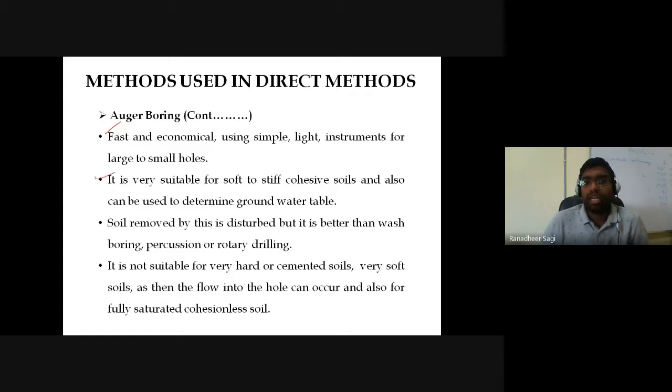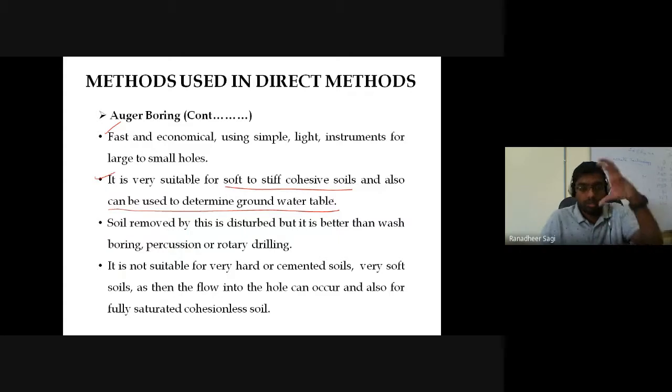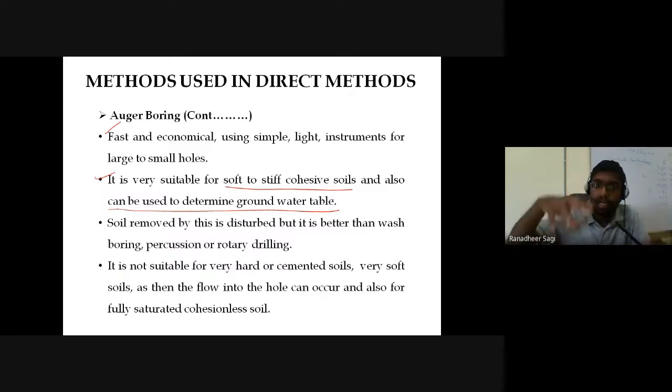It is very suitable, particularly for soft to medium stiff cohesive soil deposits only, and can also be used to determine the groundwater table position. So extending the borehole can also be done to identify the position of your water table, but extending the borehole further below the groundwater table would be a little difficult with this augering process.